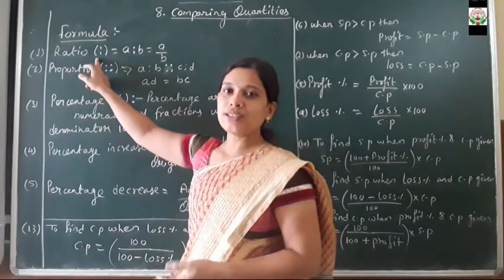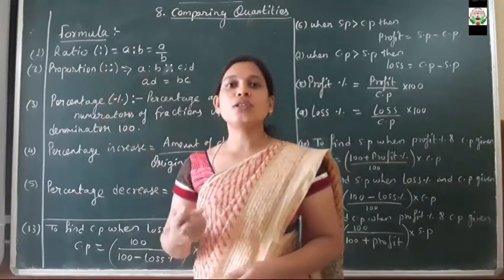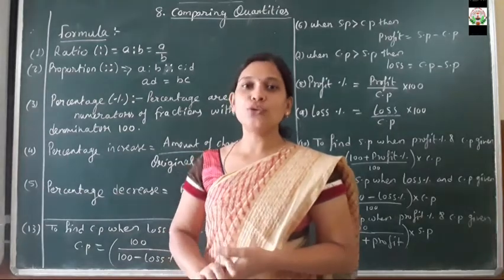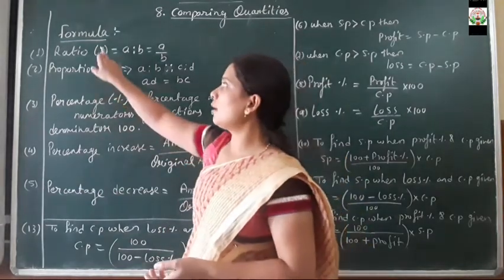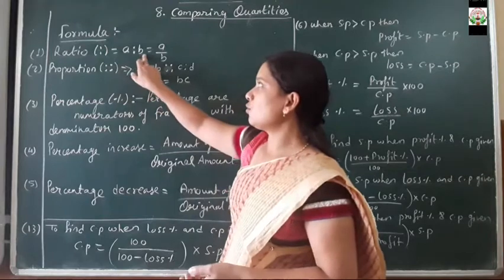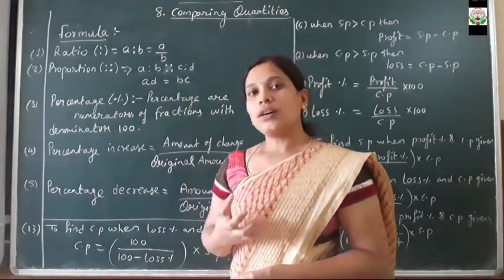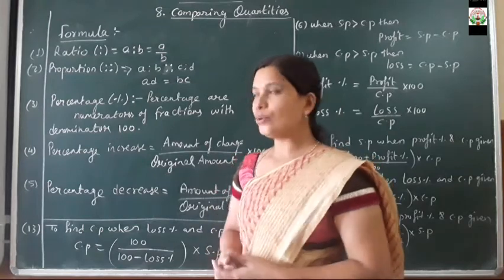Ratio you people have studied last year also. Ratios are the two quantities which are going to be compared. Ratio is denoted by two dots, where A is to B is equal to A by B. What is ratio? Ratio is the comparison of quantities of the same unit.